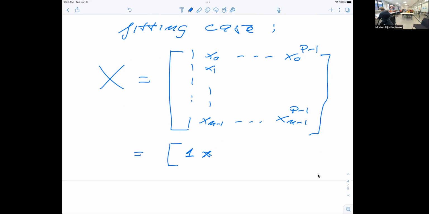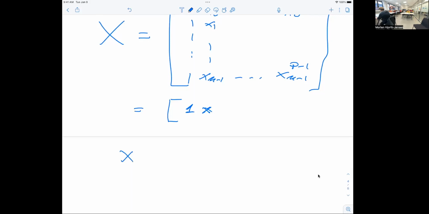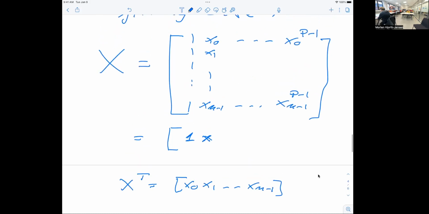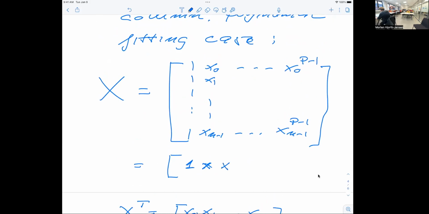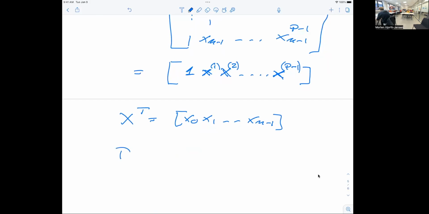x is a vector now, so let me define that. x transpose is a vector which contains x0, x1, up to xn minus 1. That means that here I have x to the power of 2, etc., to x to the power of p minus 1. These are now the column vectors, and I just put this kind of strange labeling on them, with different column vectors.